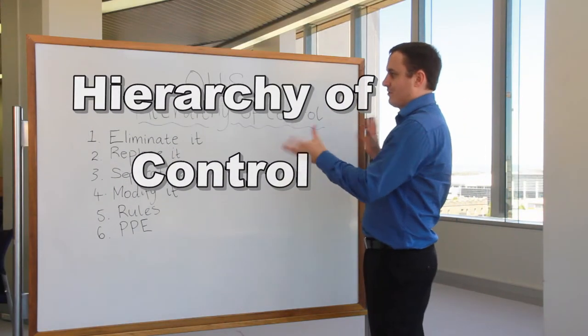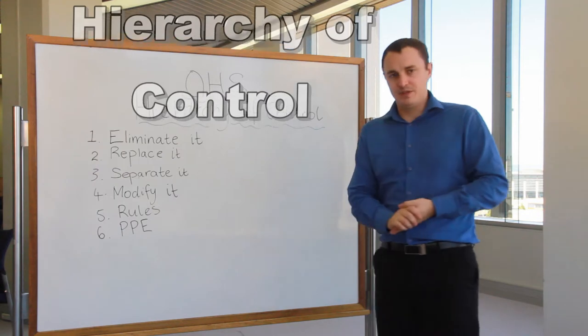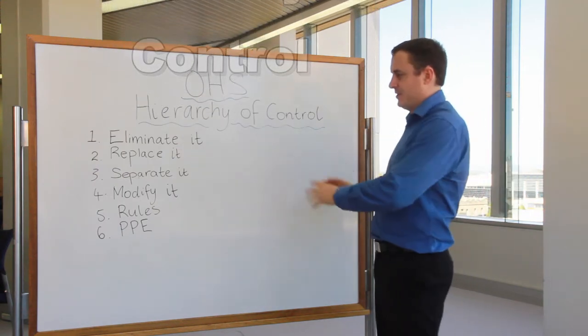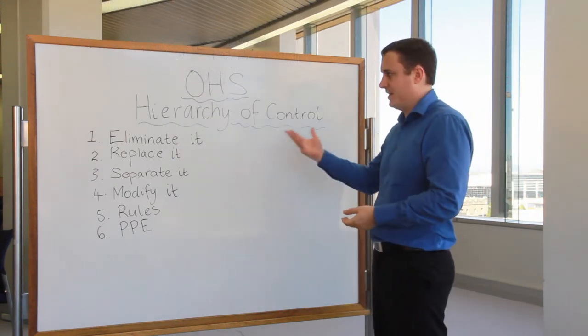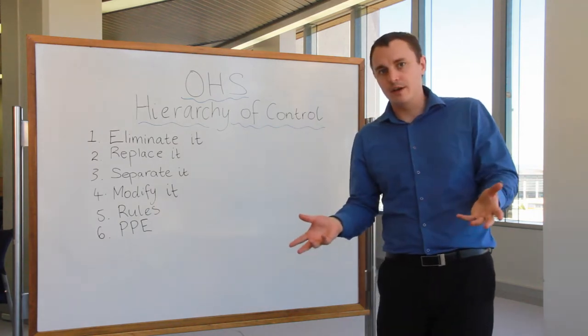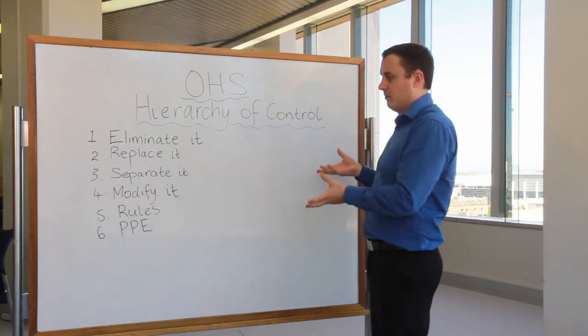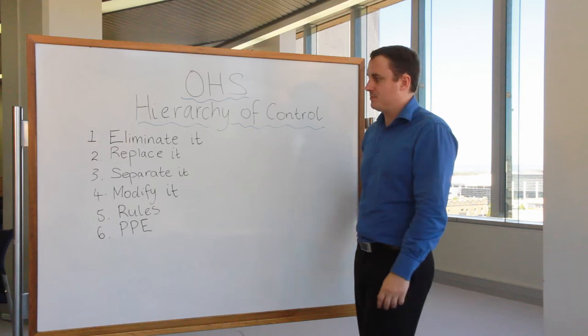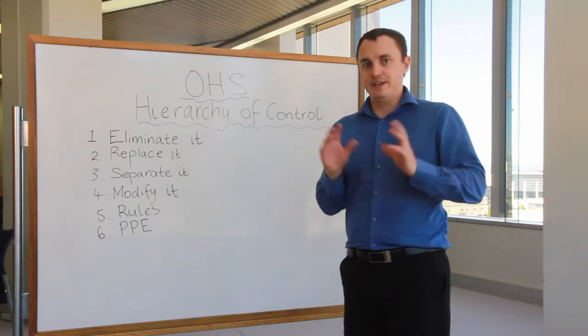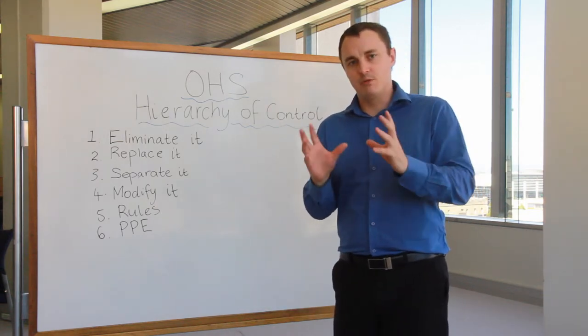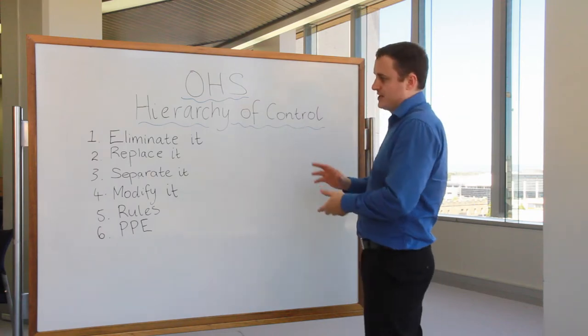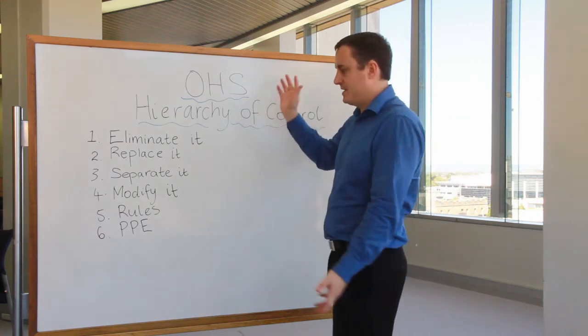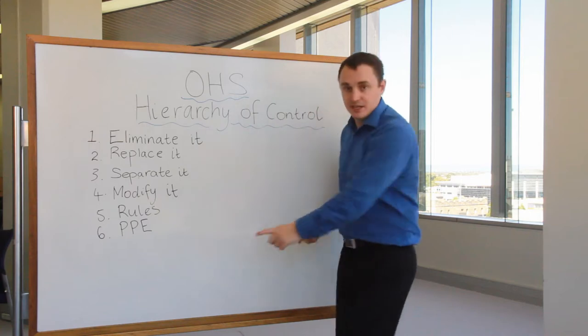The hierarchy of control is another interesting thing that we study in OHS, whether it's OHS for education support or whether it's OHS in any other course. The hierarchy of control always comes up, and basically it's a very simple system for dealing with a hazard. Remember that a hazard is a thing or an object that can cause harm.